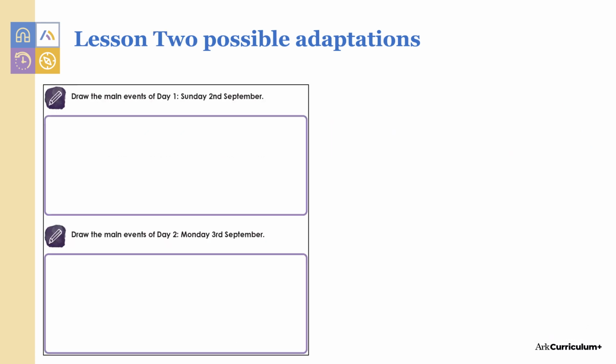For this activity in Lesson 2, pupils draw out all the events day by day of the Great Fire of London. Here I'm showing you just the first 2 days. To support pupils on what to draw, you could add keywords to each box like so.